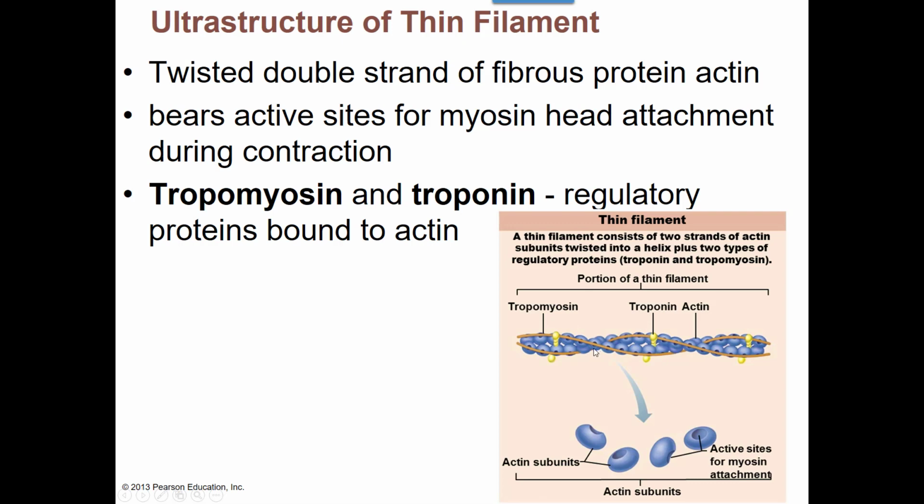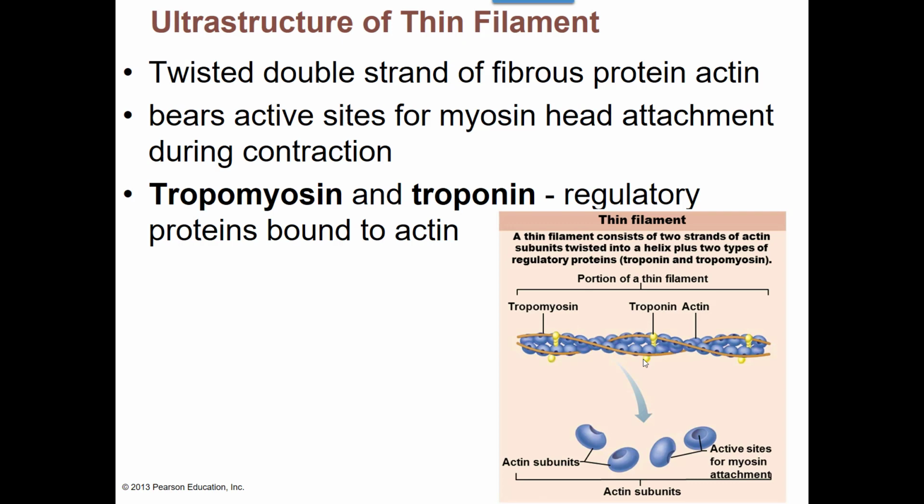However, in a resting state, there are two substances that are preventing myosin from attaching. Tropomyosin, a bigger word, spirals around the actin. It's this orange. It stabilizes the actin itself, and it's covering all of those active sites. So in a relaxed state, nothing can bind to that.